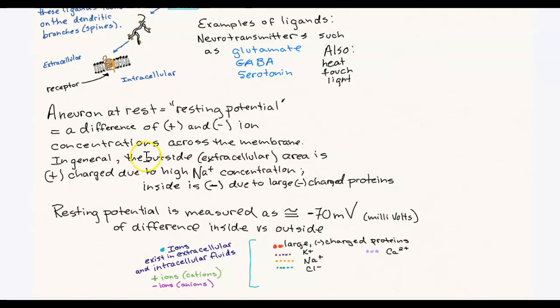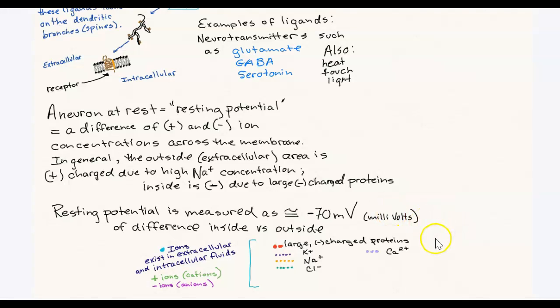So in general, the outside, or the extracellular area, has positive charges, and there's a high concentration of sodium outside. So here are the sodium ions. Notice the plus charge there. And then inside, there are positive charges and negative charges. And the negative charges are the large negatively charged proteins, which are pretty much stuck inside. They can't go in and out of channels. They're large molecules. So the inside is negative relative to the outside.